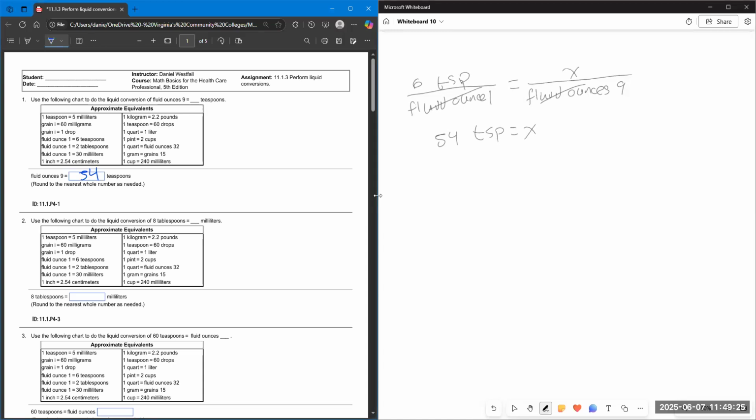Next problem is 8 tablespoons, and we want to go from tablespoons to milliliters. So let's go from tablespoons to teaspoons. First, we have 24 teaspoons, and then 24 teaspoons. One teaspoon is 5 milliliters. And this is 120 milliliters.